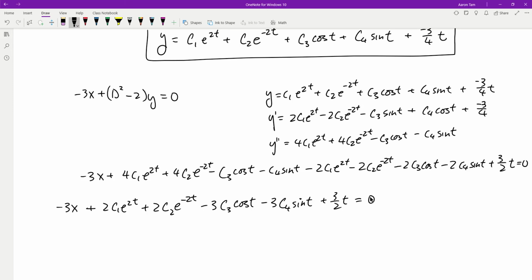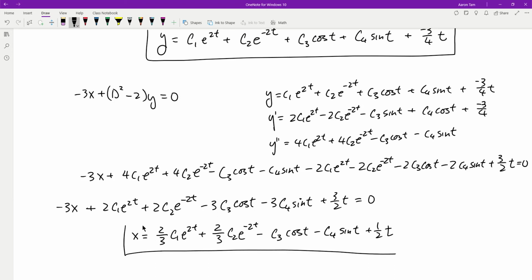So I have to move the negative 3x over and divide by 3. So therefore x would equal 2/3 c1 e to 2t plus 2/3 c2 e to negative 2t minus c3 cosine t minus c4 sine t plus 1/2 t. So that seems to be what my x is going to be.